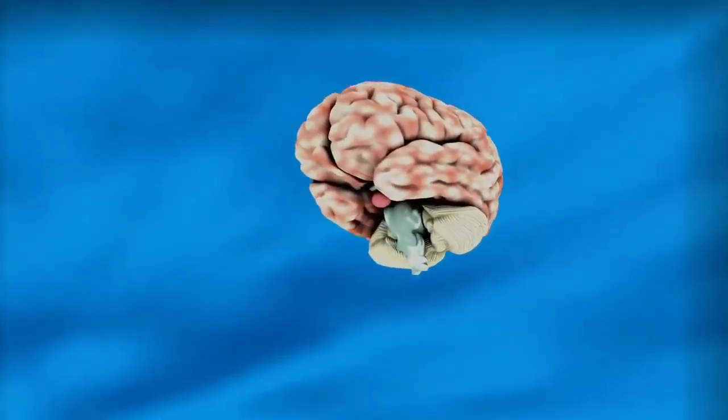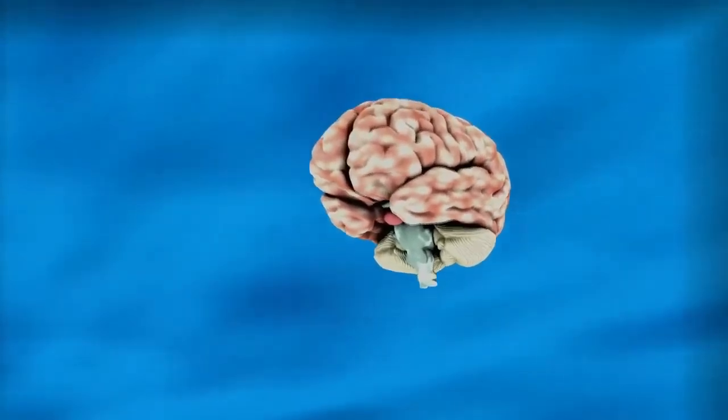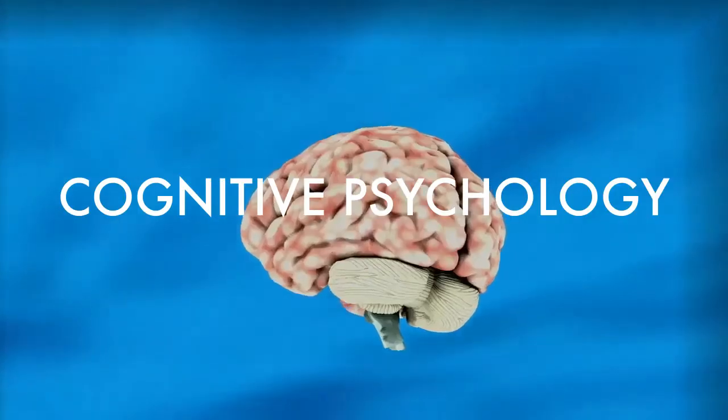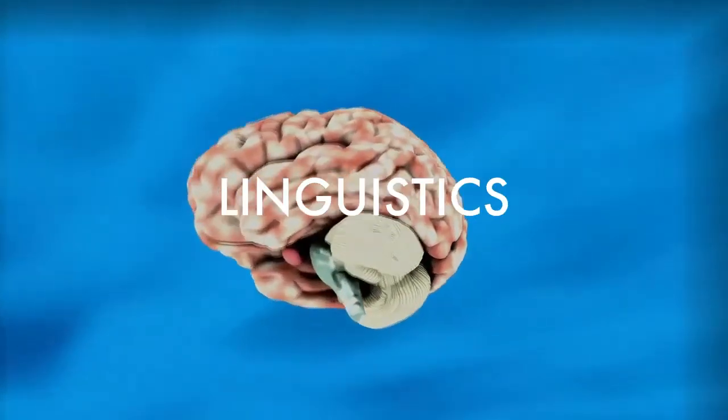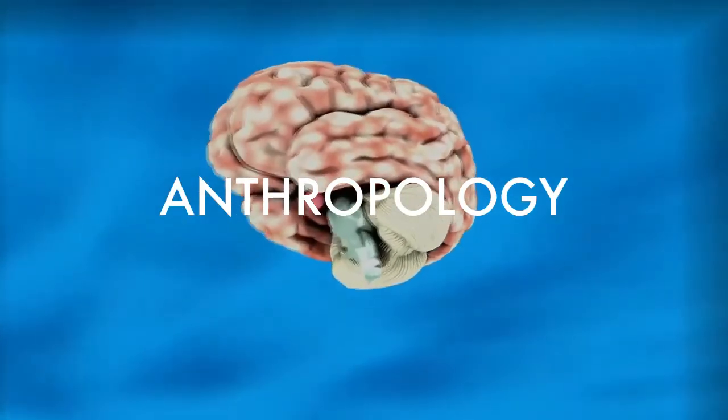Cognitive science is a cross-disciplinary field that uses ideas and methods from cognitive psychology, psychobiology, artificial intelligence, philosophy, linguistics, and anthropology. Cognitive scientists use these ideas and methods to focus on the study of how humans acquire and use knowledge.